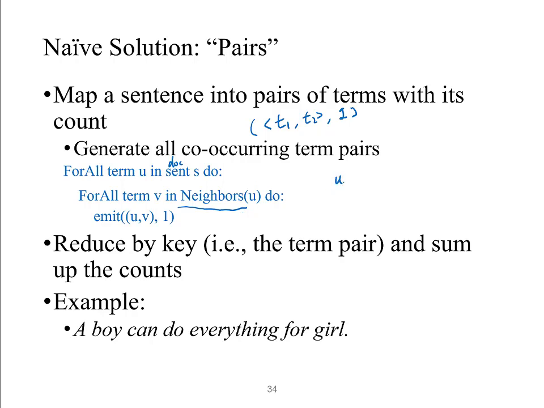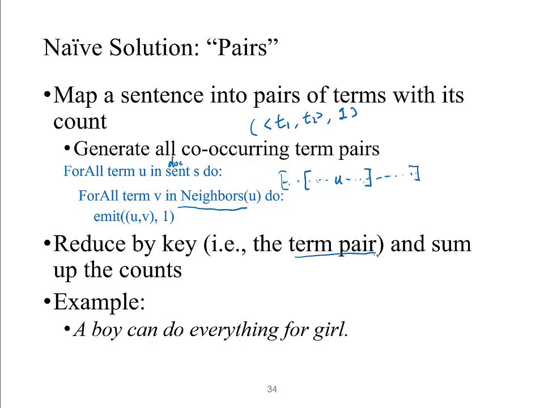So it could be the keywords before U. For example, U is here and the sentence is here. So it could be all the terms that appear in this range. It also could be all the terms in this whole sentence, or even all the terms in the document. So it is defined by the user. For the reduce part, we reduce by the key, which is the term pair, and we sum up the counts, just like word count.